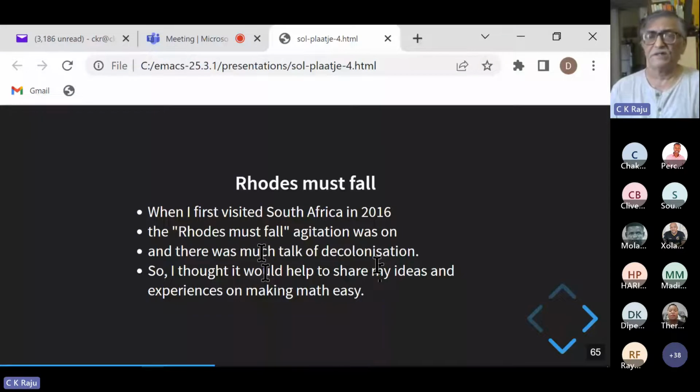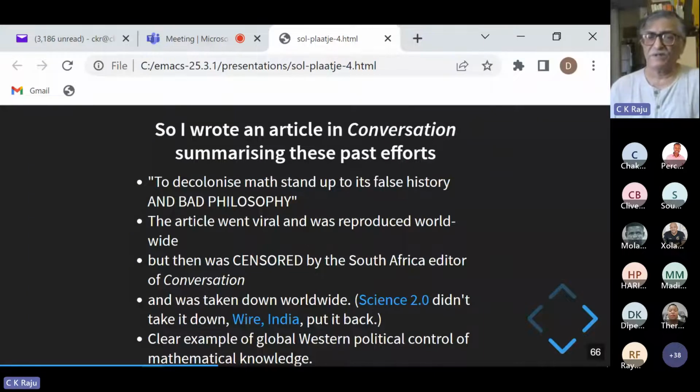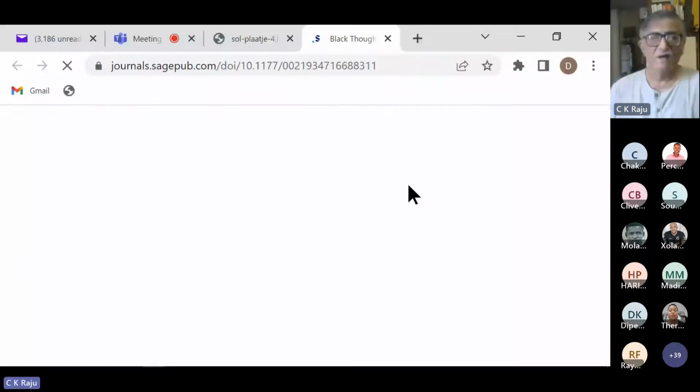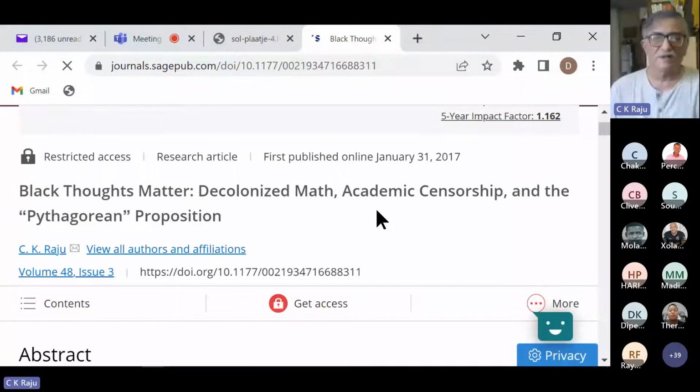And so I wrote an article in The Conversation summarizing this. It was published, it went viral, and was reproduced worldwide. But then it was censored and taken down, except in Science 2.0 and The Wire, which took it down and put it back. So this is an example of global Western political control over mathematical knowledge. Why? Because if there's something wrong with the article, they should have pointed it out. But the article was published in its entirety in the Journal of Black Studies, on academic censorship and the Pythagorean proposition and so on.